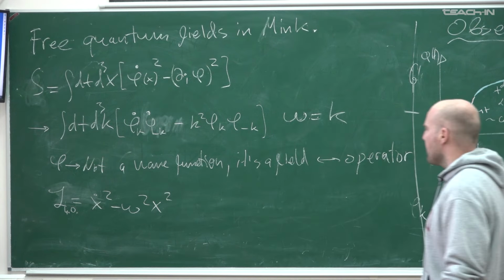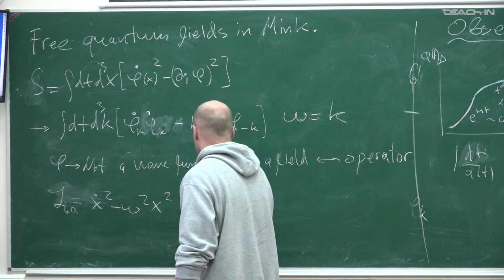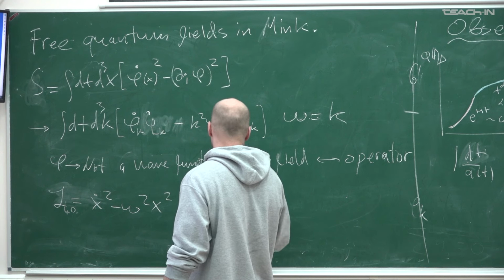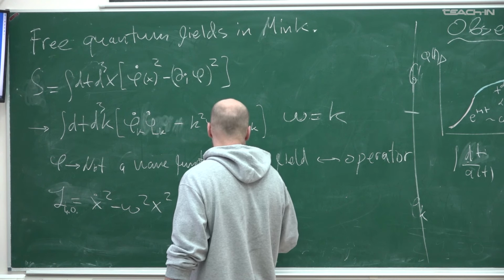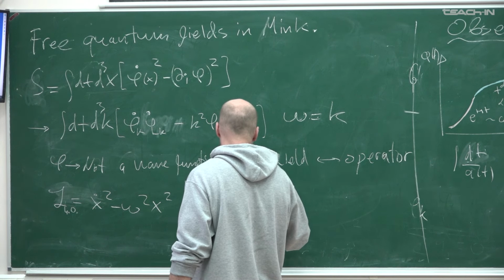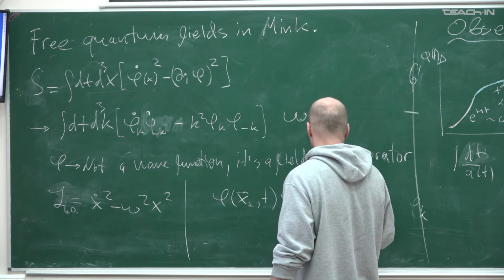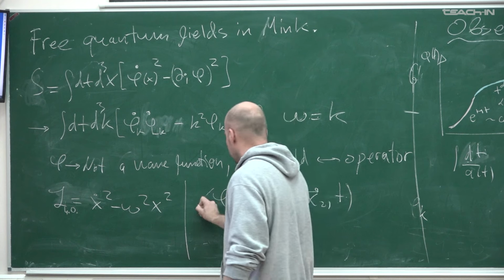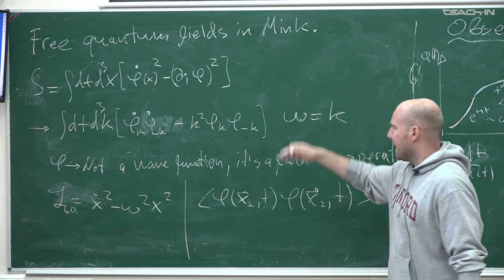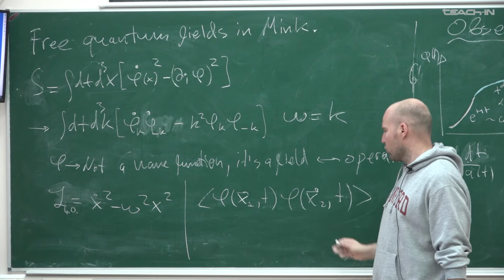So now, what is the 2-point function of phi of x1 at a moment of time t and phi of x2 at moment of time t? So I quantize this. I said this is an operator phi. Okay, so now what is the 2-point function?